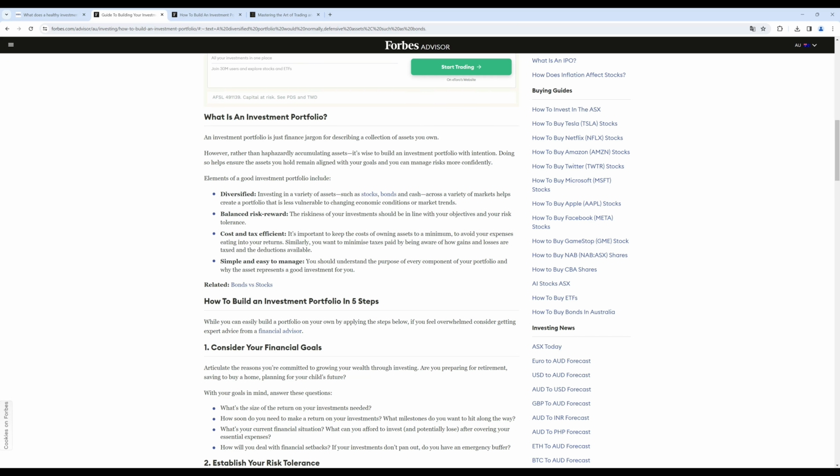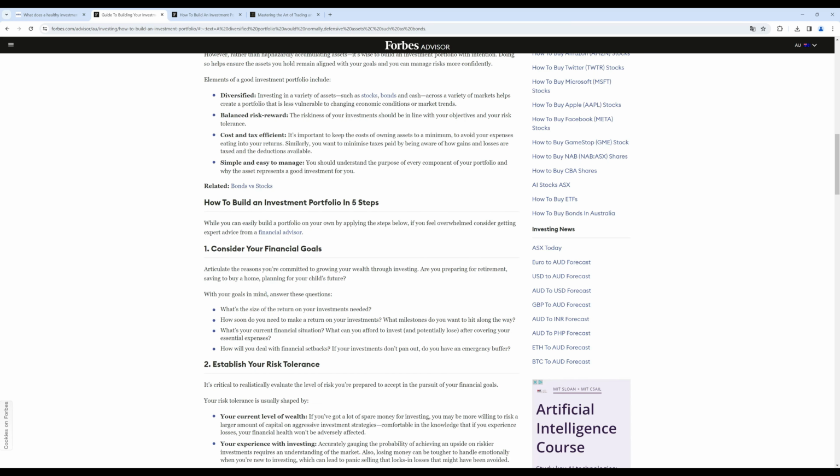So as you can see, if you want to build an investment portfolio, there are many different steps. You also have to ask what your goals are in mind. You have to answer these questions. What size of returns on your investment is needed? How soon do you want to make returns on your investment? How do you want to deal with your financial setbacks? So you always have steps to construct an investment portfolio.